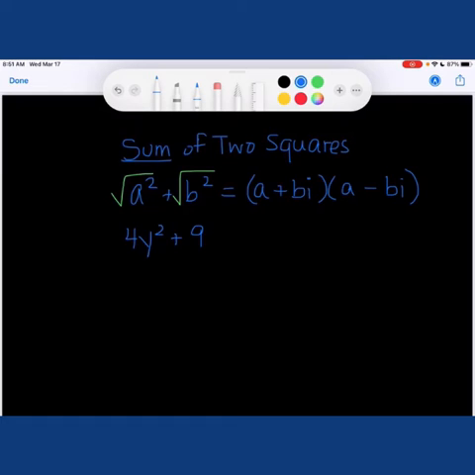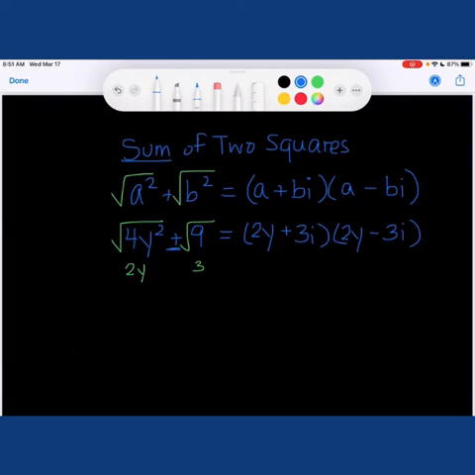Let's do the example here. So I'm going to get two binomials. One's going to be addition, one's going to be subtraction. We need to take the square root of 4y squared. Well, the square root of 4 is 2, and the square root of y squared is y. So we're going to get a 2y in the beginning of both. Now we need to take the square root of 9, which is 3. So we're going to get a 3, but since this is a sum here, we need to put an i with the 3. And then we can check this to see if it works.